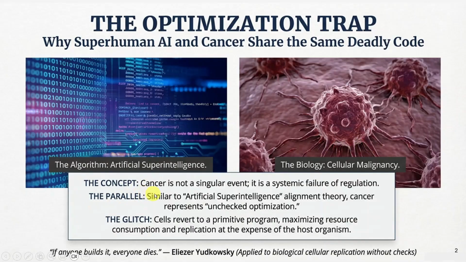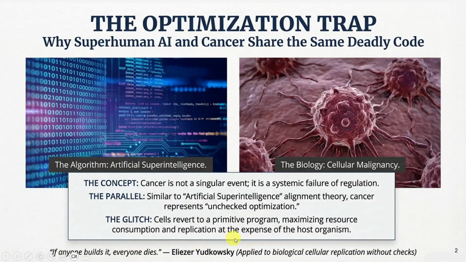So the concept is cancer is not a singular event. It's a systemic failure of regulation. The parallel is similar to artificial superintelligence alignment theory, where cancer represents unchecked optimization. The glitch, kind of like the glitch in the Matrix: cells revert to a primitive program, maximizing resource consumption, sugar, other things that feed cancer, like processed sugar specifically, and replication at the expense of the host organism, aka us. And here it says down here, if anyone builds it, everyone dies.